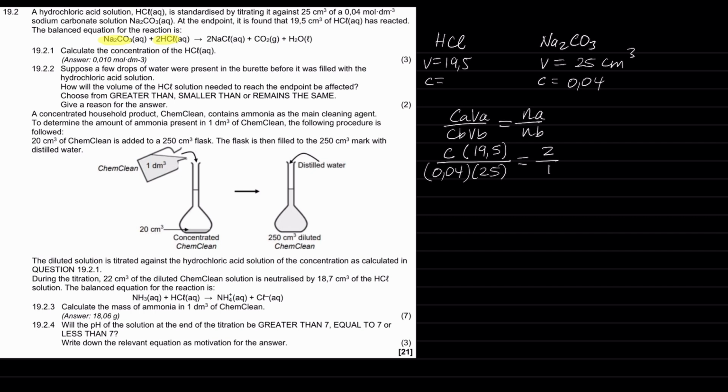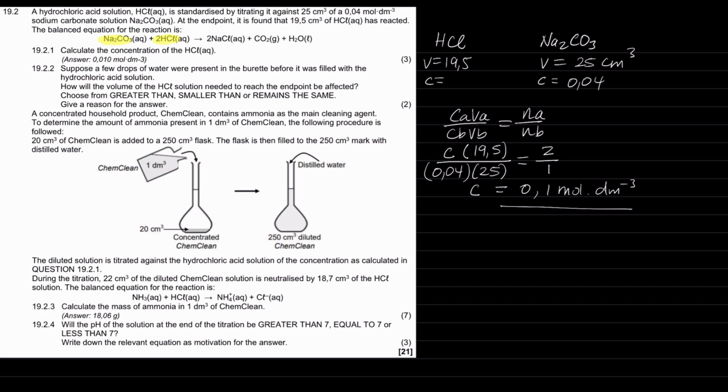Now we can calculate the concentration. When we calculate the concentration, we get 0.1 moles per dm³. So actually, the answer that was given to us here is incorrect. Okay, let's move on to the next question.